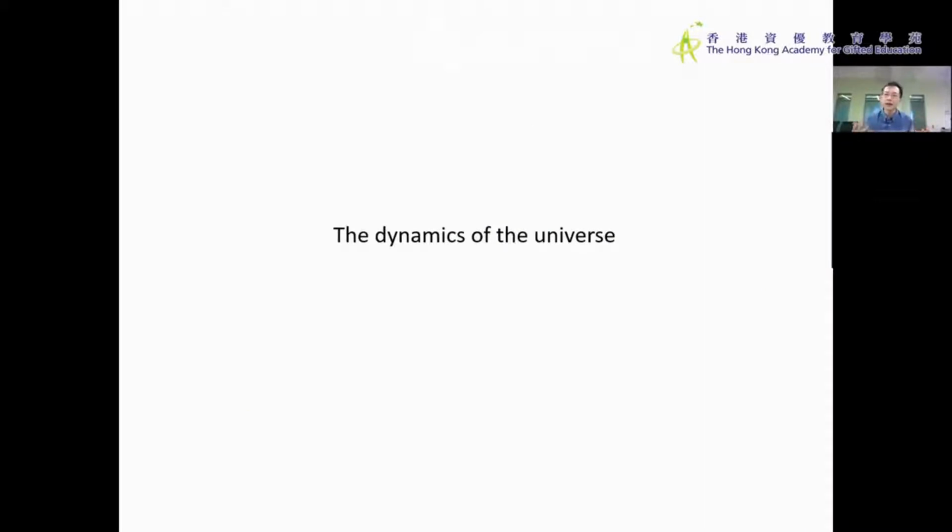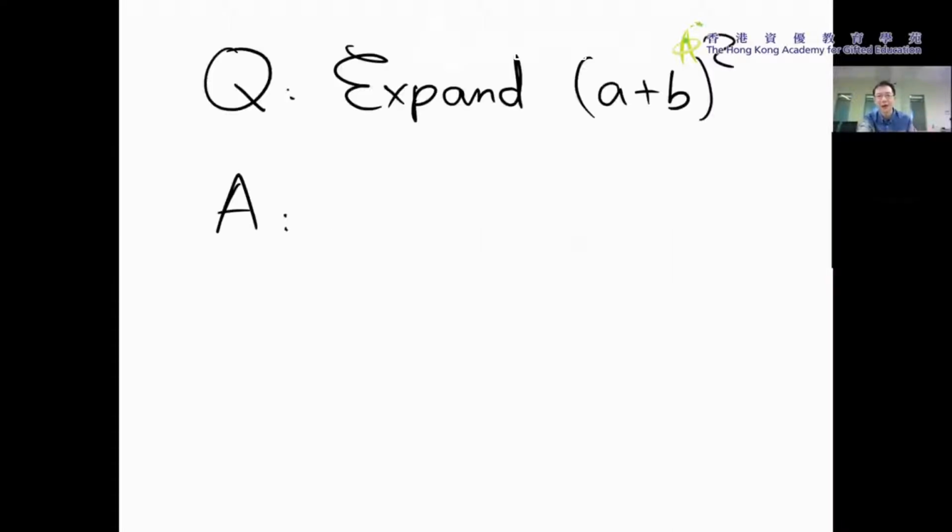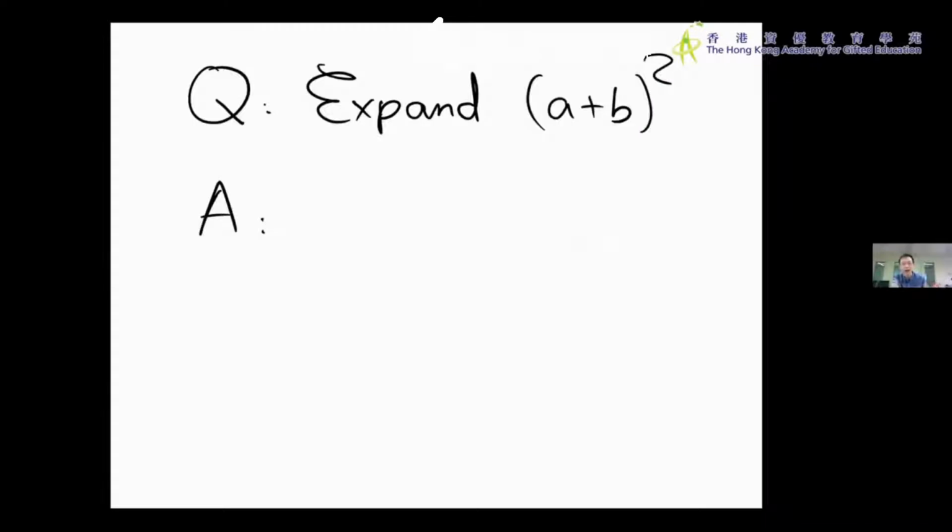So having understood the status of our universe, what is the dynamics, okay? How does our universe evolve with time? What is the dynamics of our universe? And the most important dynamics of our universe is the expansion of our universe. What do I mean by expansion? Here, first, I invite you to do this problem. I'm sure every one of you can do this problem.